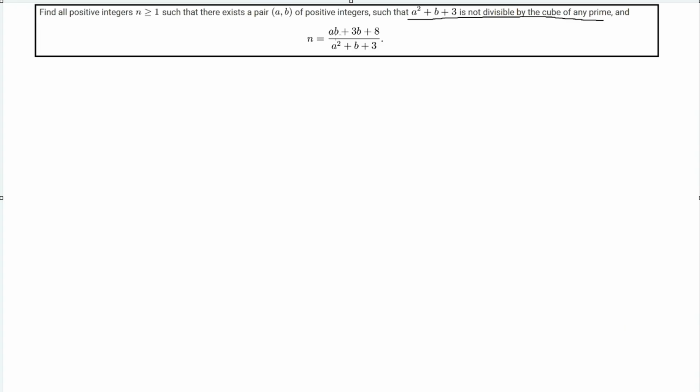Well, two of the terms have a b, and the other one is just a constant. So we can get rid of that b so that the top only depends on a, and that would be really good. So let's go ahead and try that out. We have ab plus 3b plus 8, which, if we factor out the b, is (a plus 3) times b plus 8. And we need to subtract some constant k from this.